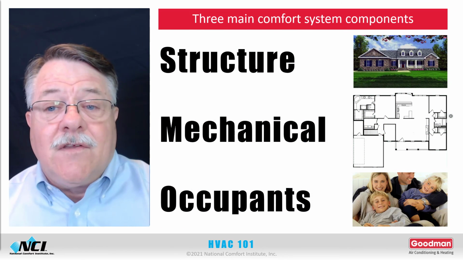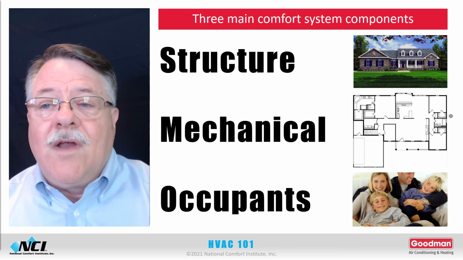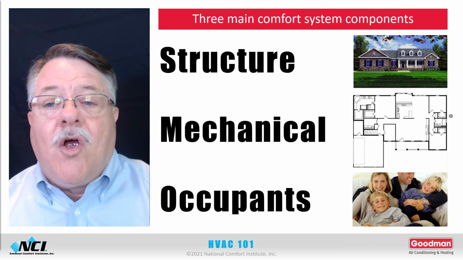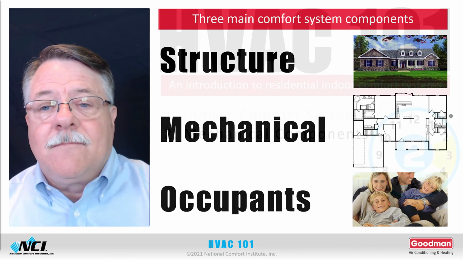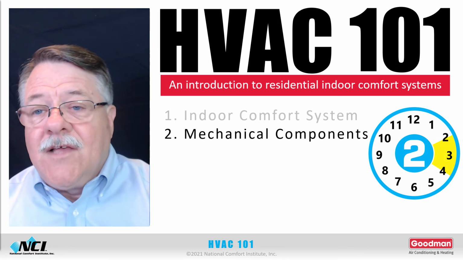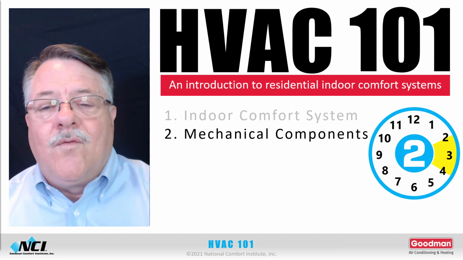So that's the first lesson. I hope you better understand that the 3 main components of a residential indoor comfort system are the structure, the mechanical system, and the occupants. In the next lesson, I'll describe the mechanical components involved in a typical residential system.